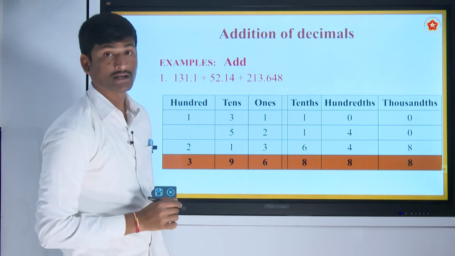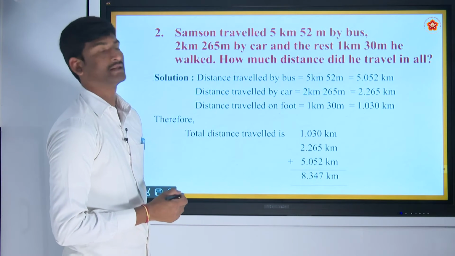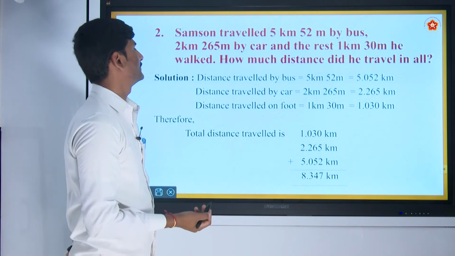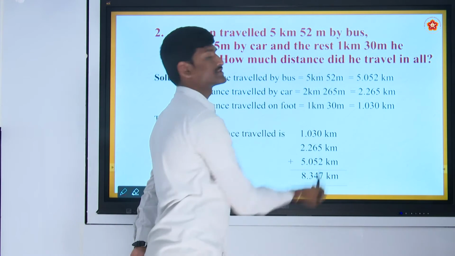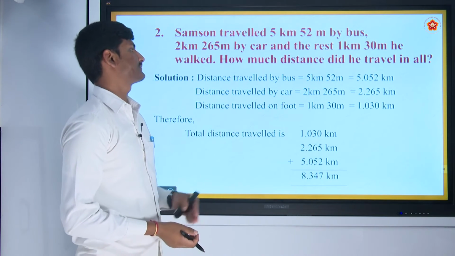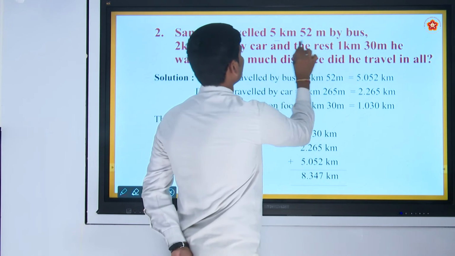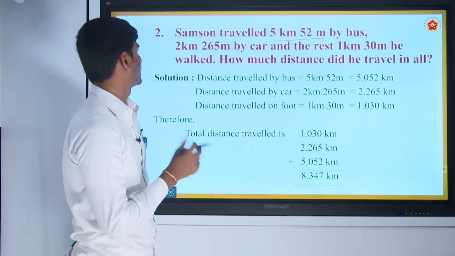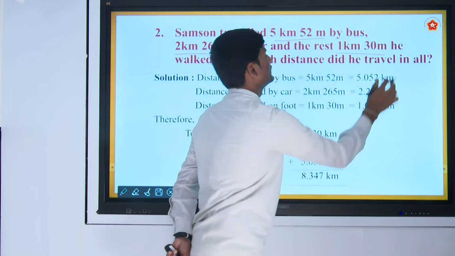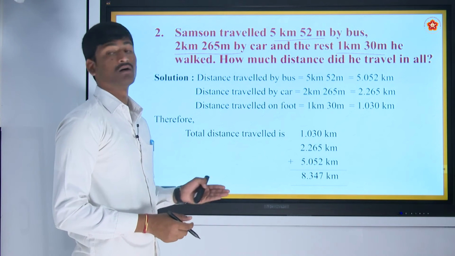Then I take another example. Samson travelled 5 km 52 meter by a bus and 2 km 265 meter by car, and the rest, 1 km 30 meter, he walked. How much distance did he travel in all?